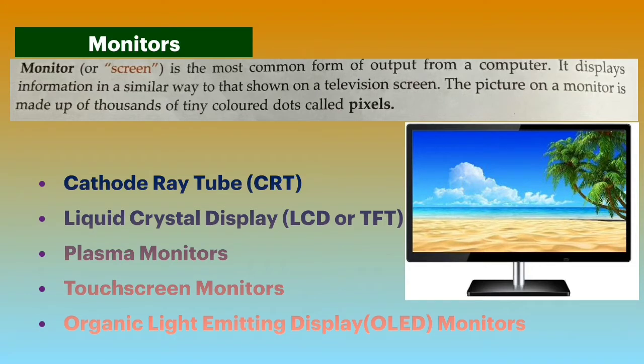Next, the plasma monitors. Next, touch screen monitors. We have already learned about the touch screen in input devices. As the touch screen also has a monitor, meaning the display unit, it acts as both an input as well as an output device. So, the monitor also can be a touch screen monitor. The last one, organic light emitting display or OLED monitors. Let's discuss them one by one.